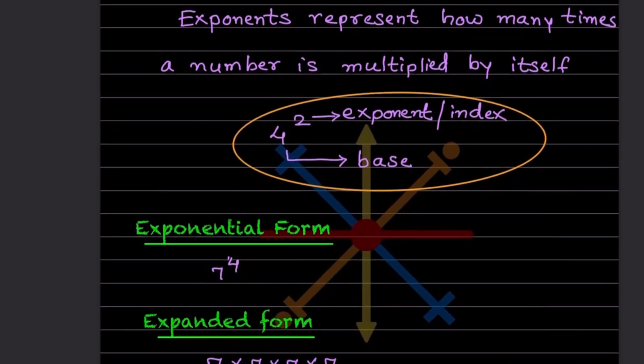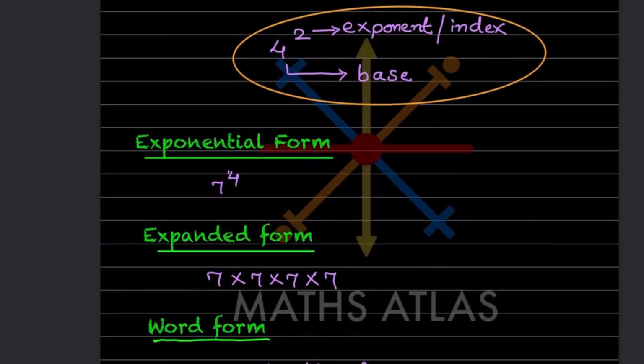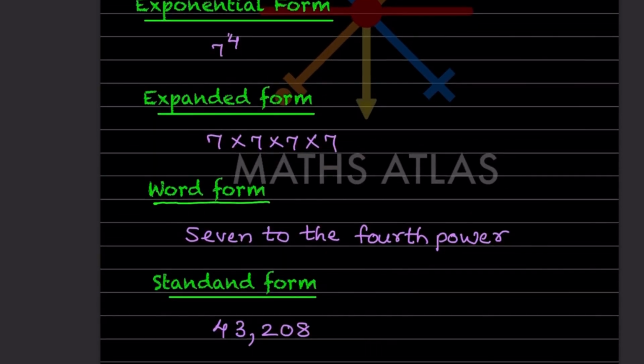So this is called the exponential form. And the same thing, if we take this one, whenever we multiply 7 into 7 into 7 into 7, this is 4 times, this is called the expanded form. And the same number we can write in word form as 7 to the 4th power. Whenever we have such a number, we just call this the standard form.